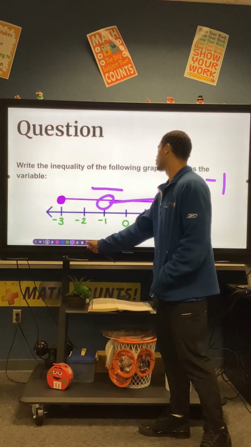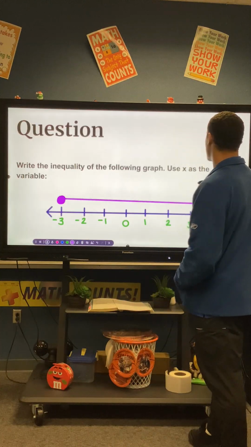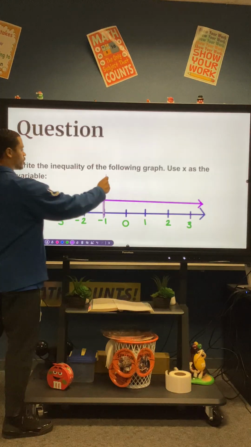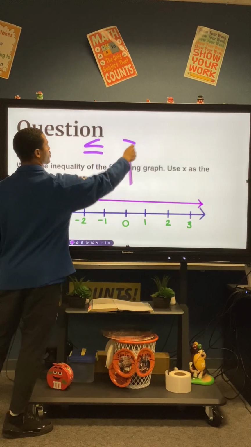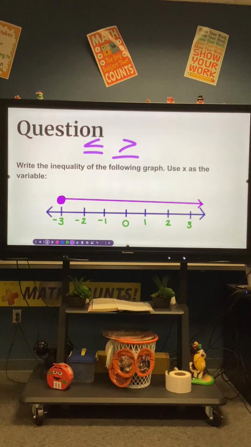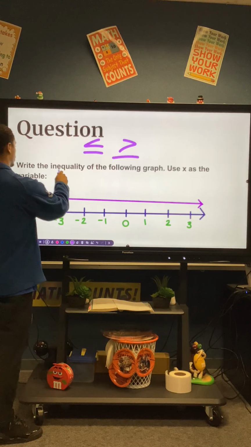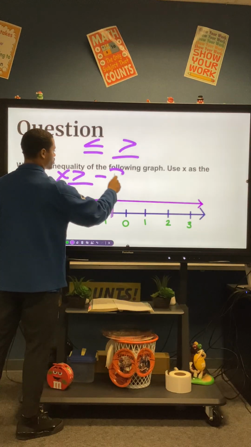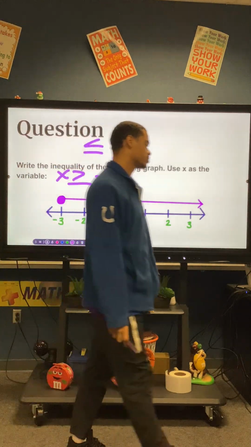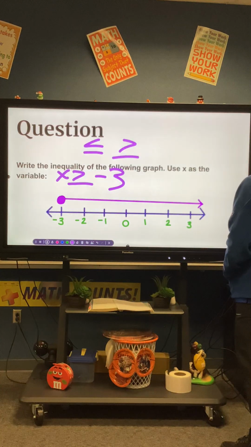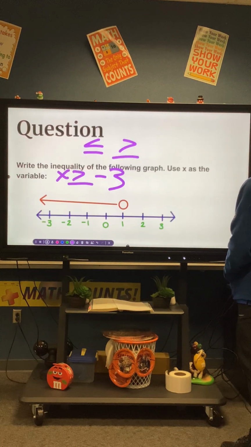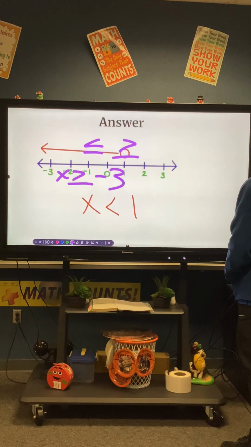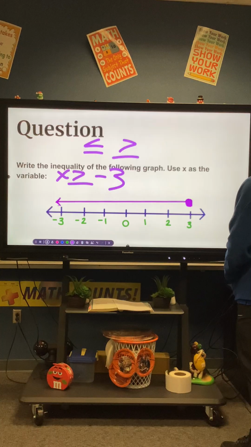Almost done, y'all, before we start learning new things. So now I'm going to rewrite the inequality myself. I see a closed circle, so I know it's either greater than or equal to, or less than or equal to. I'm just going to use x. Since it's going to my right, it's going to be greater than or equal to. My number is negative 3. This isn't going to be in your package, just so y'all know. I'm pretty sure y'all get the gist, so we're just going to move on.